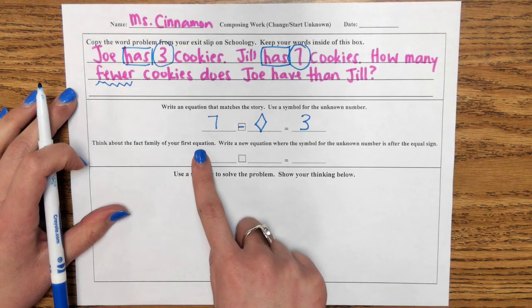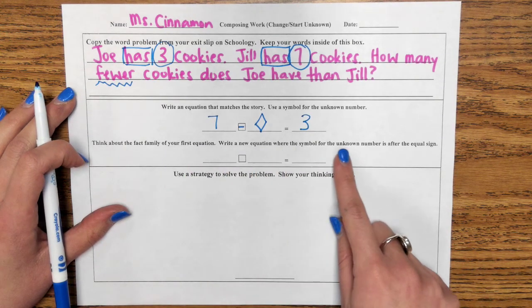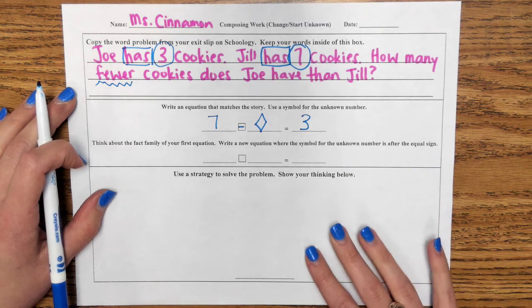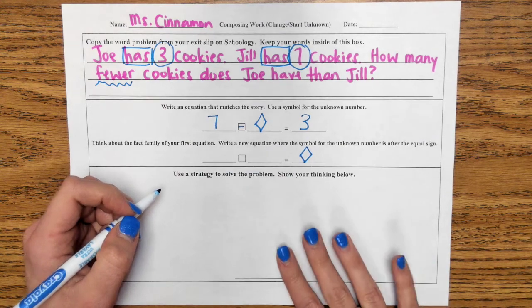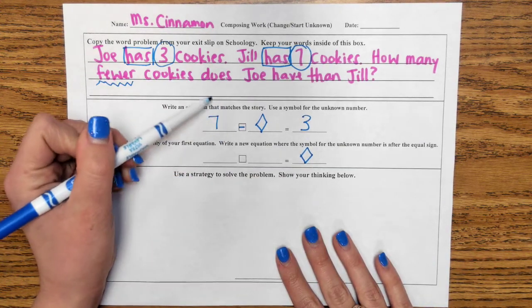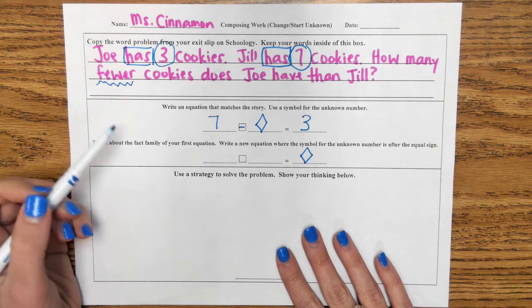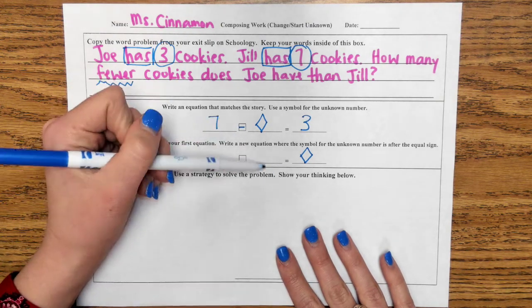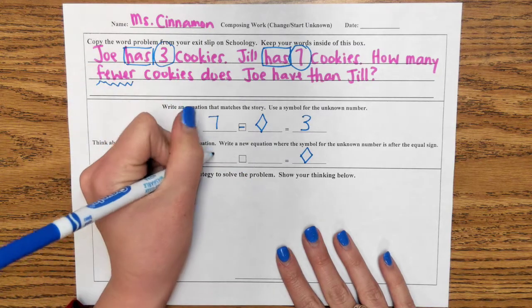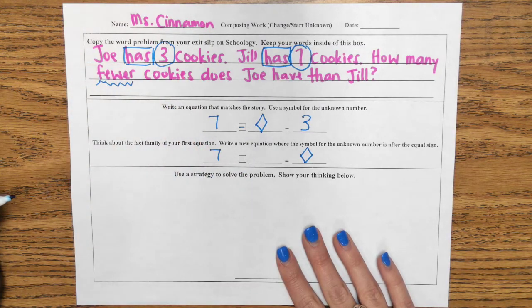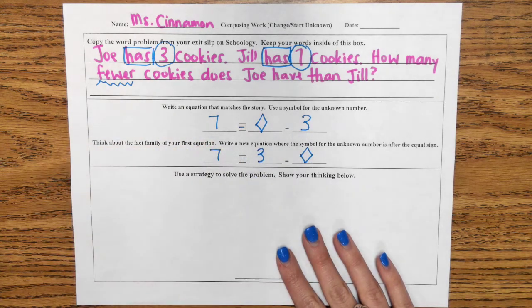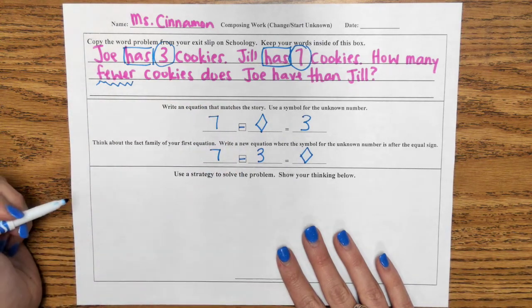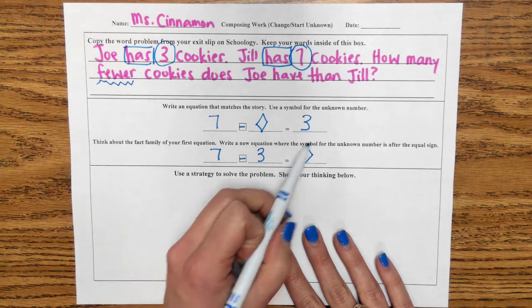Think about the fact family of your first equation. Write a new equation where the symbol for the unknown number is after the equal sign. So if my symbol is over here, my biggest number is still going to be in one of these 2 places, and we know that our biggest number never goes in the middle spot. So my 7 is going to stay right where it is. The only difference I'm making is that this 3 is going to go right there, and it's still going to be a subtraction problem because my biggest number is first. 7 minus 3 is what?